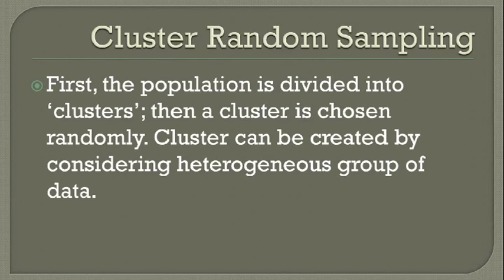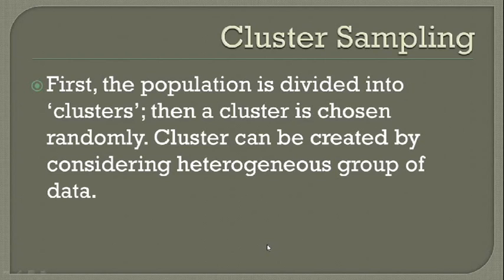In the process of cluster random sampling, first the population is divided into clusters. Now let us discuss cluster sampling. In the process of cluster sampling, first the population is divided into clusters. Then a cluster is chosen randomly. That means the entire cluster is chosen randomly. Clusters can be created by considering a heterogeneous group of data. The entire population is divided into clusters, and a cluster may contain a heterogeneous group of data.